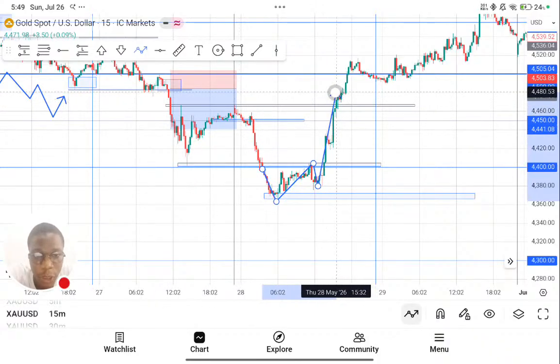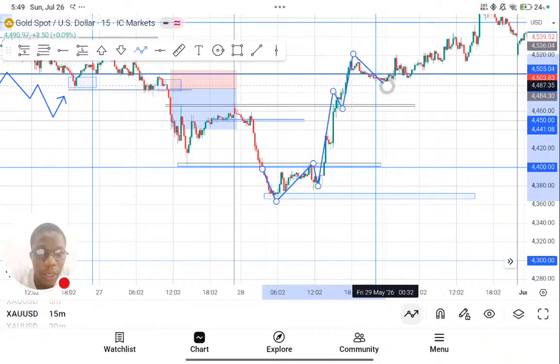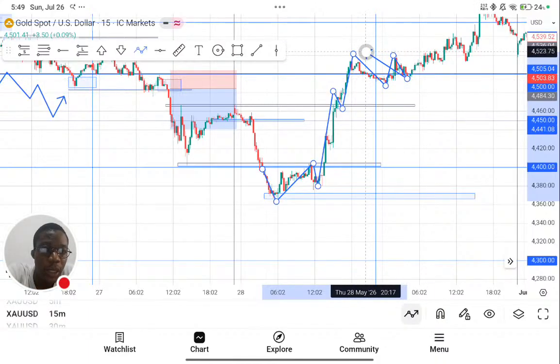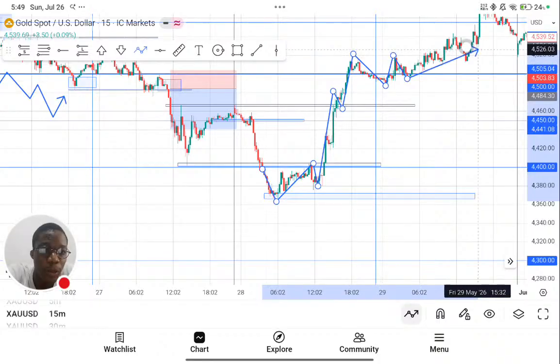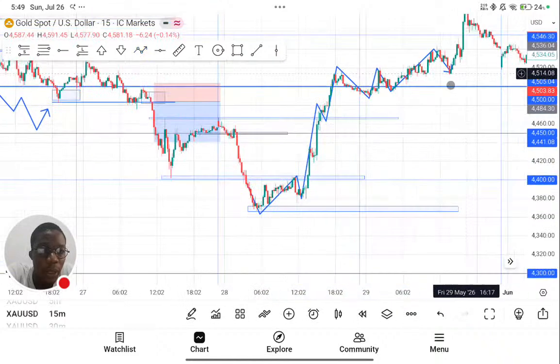Price took it out, tested it: higher high, higher low, higher high, equal high, higher low. Did it take out these ones? After a while it did, here. Higher high, higher low. Let's go.